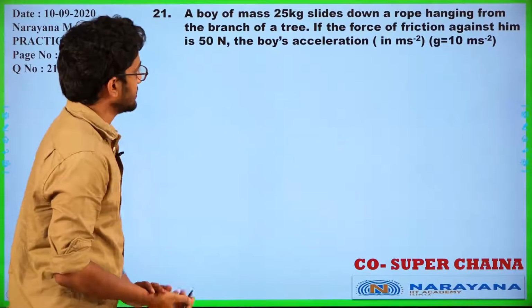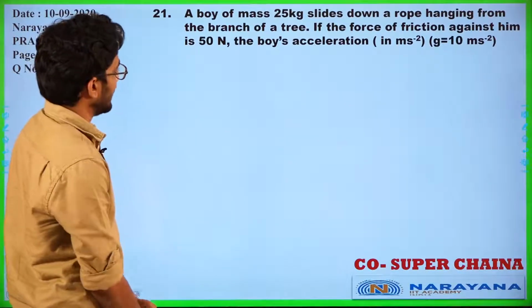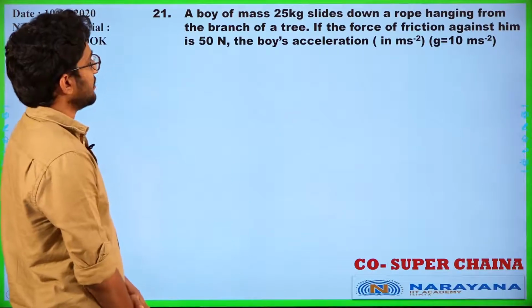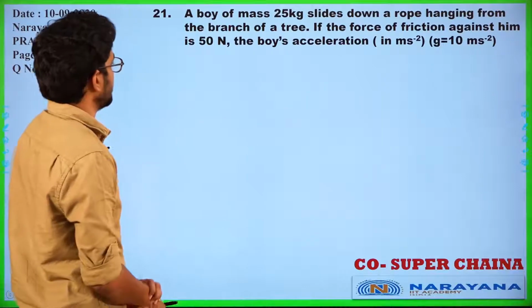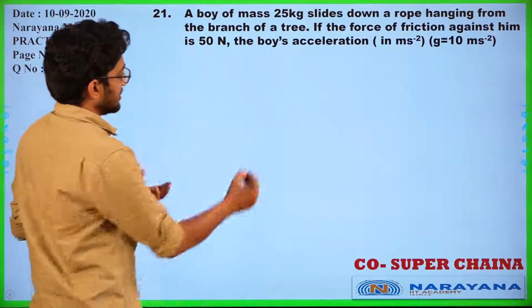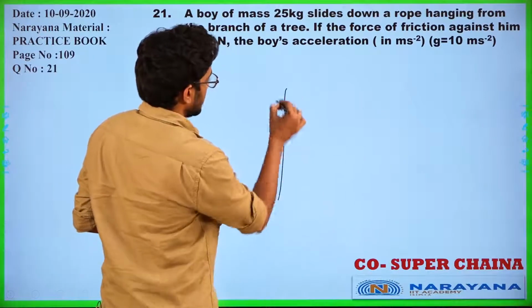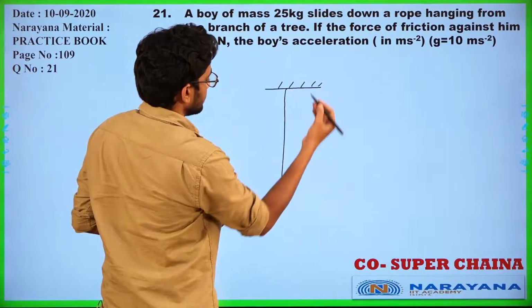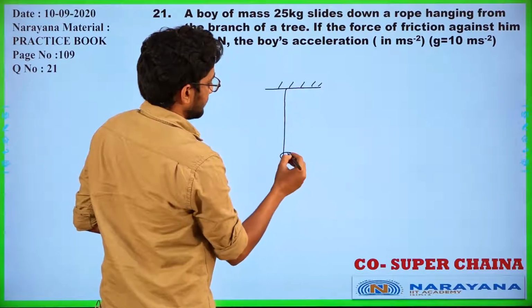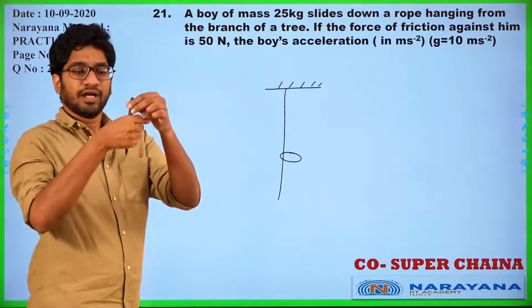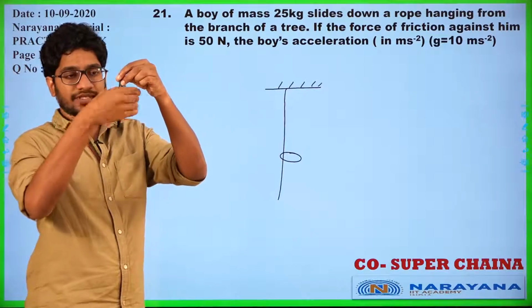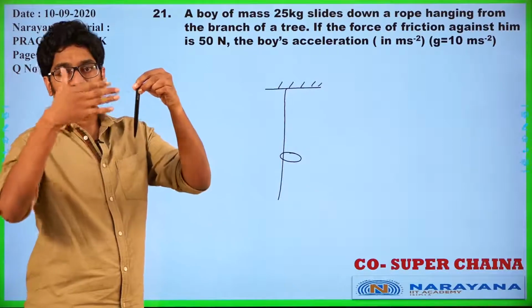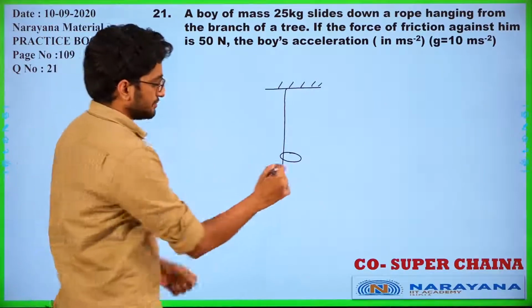Yeah, here is the next question. A boy of mass 25 kg slides down a rope hanging from the branch of a tree. If the force of friction against him is 50 newtons, the boy's acceleration is. So there is a rope hanging, the man is holding it like this and he is just sliding down. So when he is sliding down, obviously the hand surface is sliding down. So on the hand, friction is in the upward direction, right.